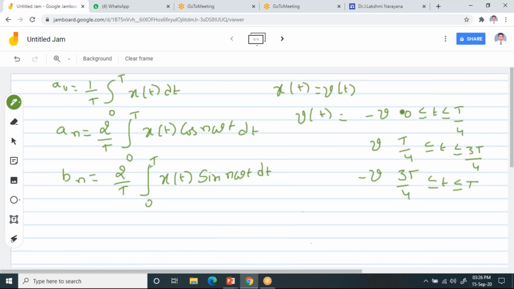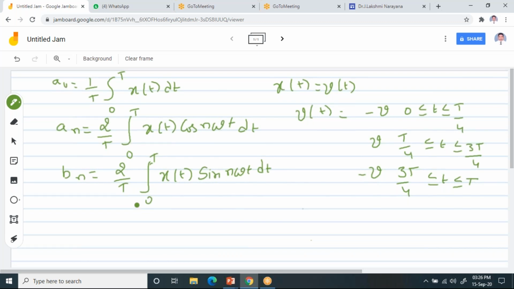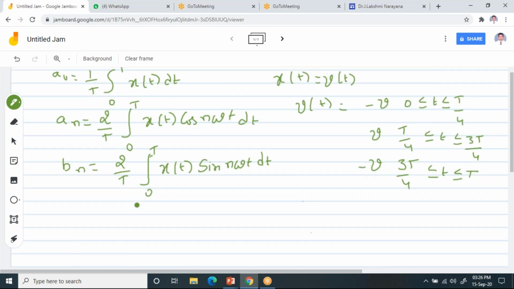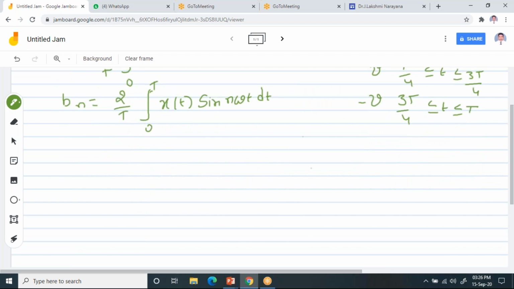Now please try to understand. This is very important. Now I'm going to calculate A naught first. We know the formula for A naught, which is 1 by T integral 0 to T. Now in this problem, I don't have x of t. In the place of x of t, I have v of t. Directly, I'm going to write v of t dt. Now what is my v of t?